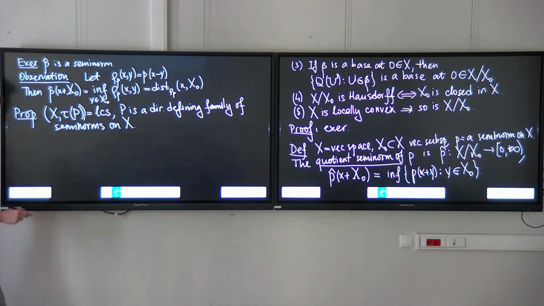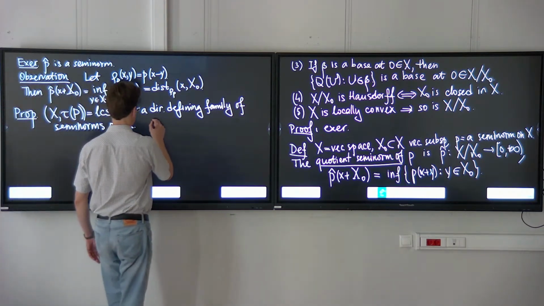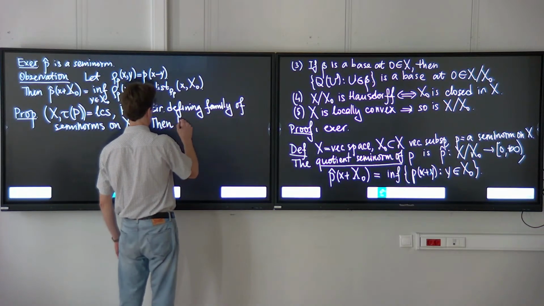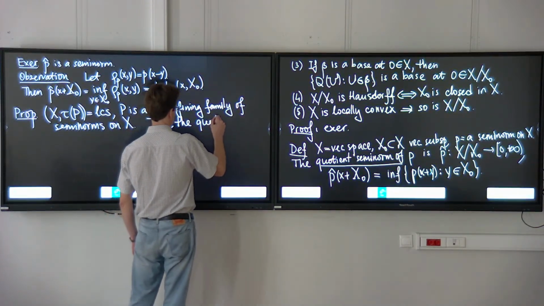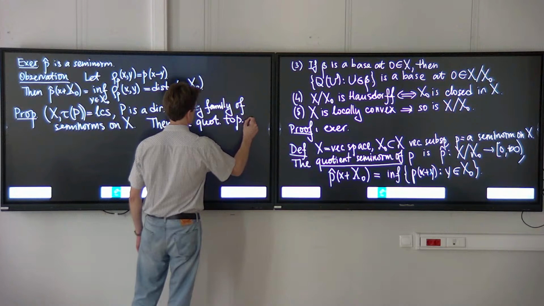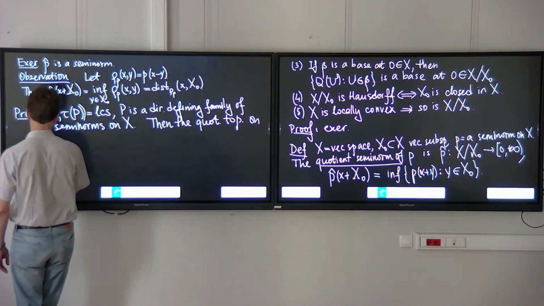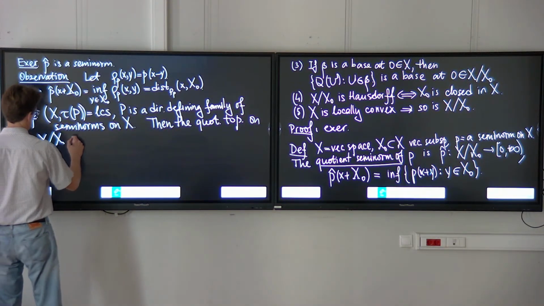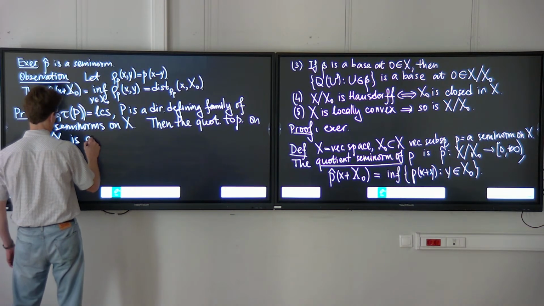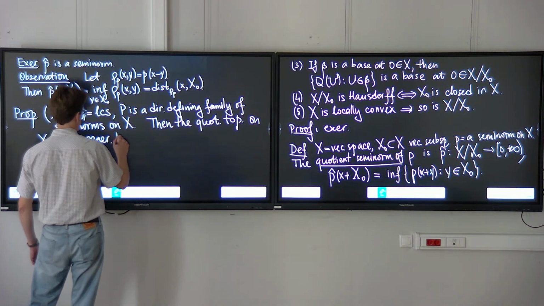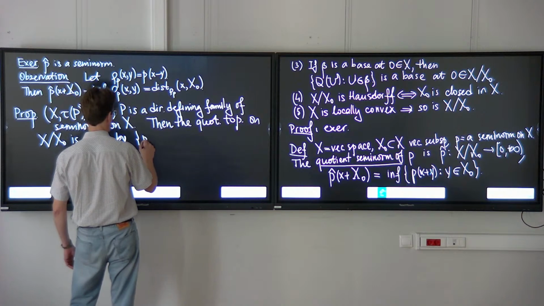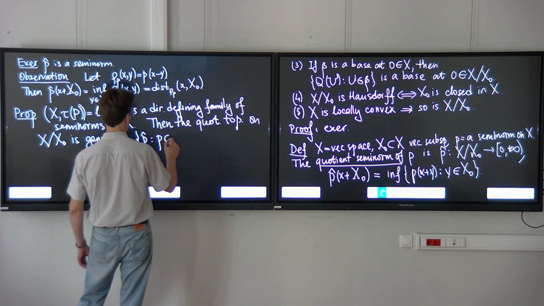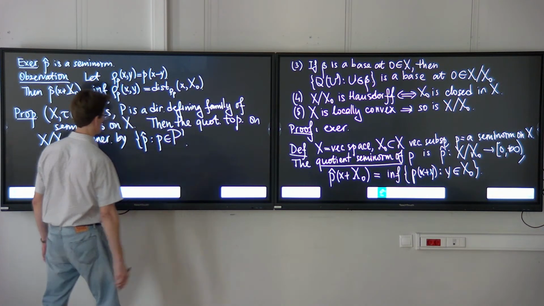Then the quotient topology on X modulo X0, the quotient topology on the quotient, is generated by the family of all quotient semi-norms P hat, where P runs over big P.